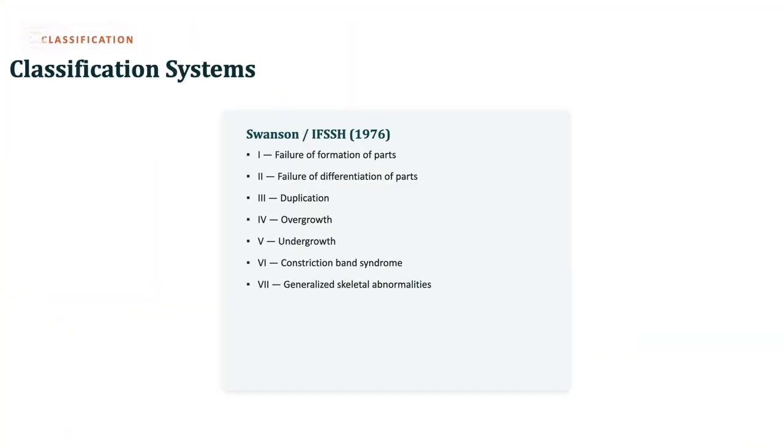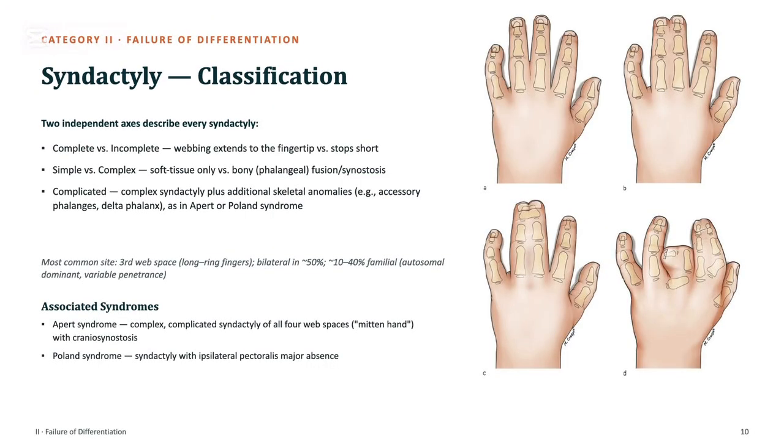Now we finished the lack of formation, and we are going to discuss failure of differentiation. As we talked before, the timing of the interruption of the embryologic process determines the type and the degree of deformity. Failure of differentiation occurs later on. The most common form is syndactyly. Syndactyly means abnormal or congenital fusion of the fingers.